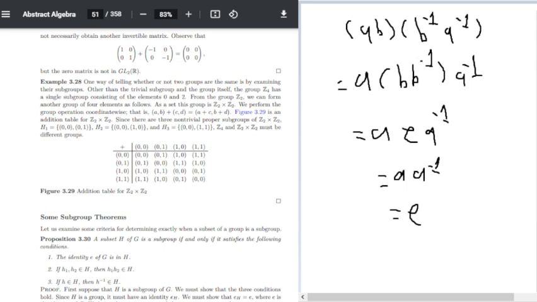I'm just going to note here that this is going to be a very important construction. I'm just going to leave it at that for now so I don't get into a category theoretic rant. Figure 3.29 is an addition table for Z2 times Z2.